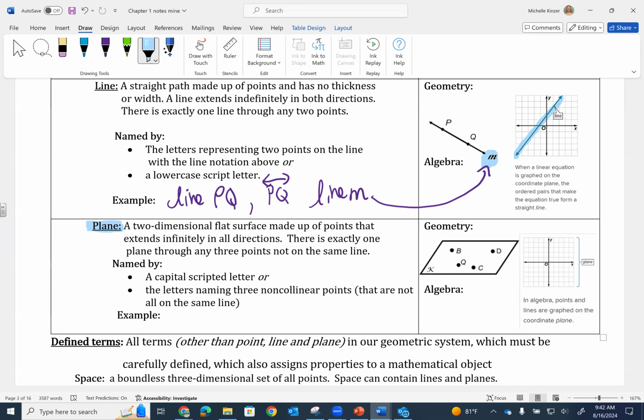And how you name it is a little weird, so I want you to listen carefully. Okay, it's a shape, so we're going to say plane. And I don't think there's a symbol to help you abbreviate plane. So you've got to write the word plane. And what you have to do is pick three points on this plane to name it. And they can't be collinear. Okay. And I'll tell you why.